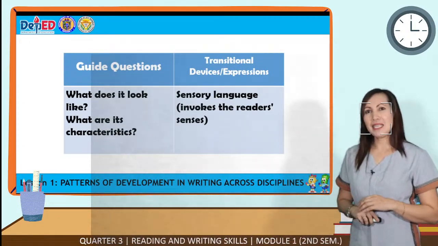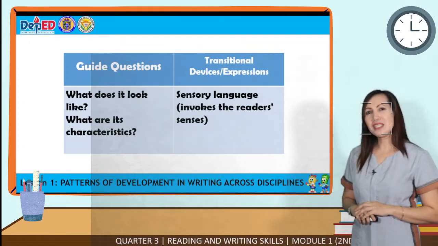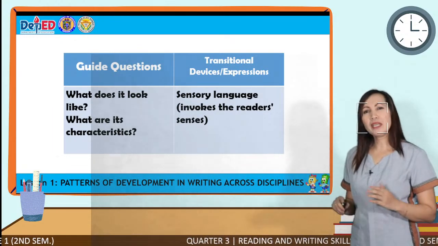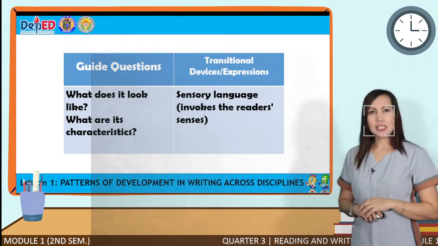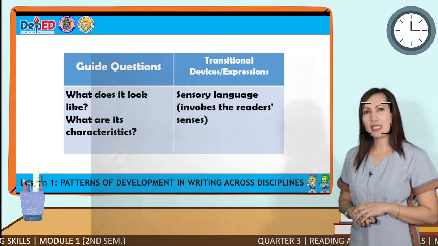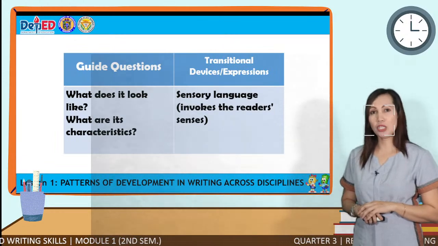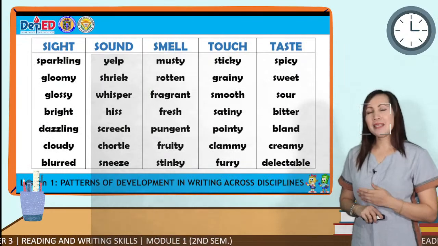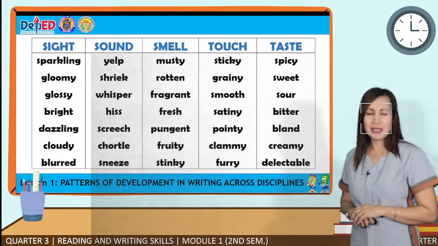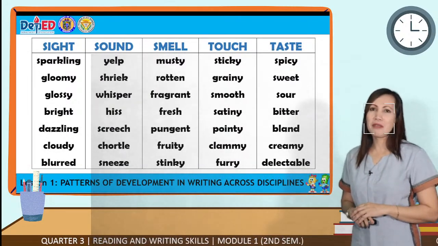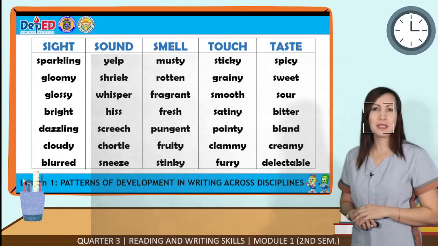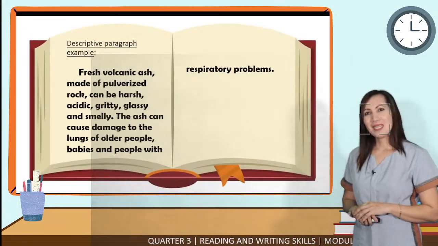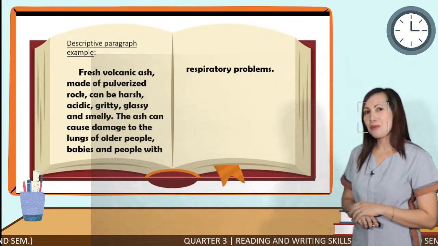Before writing a descriptive paragraph, you may consider these guide questions. What does it look like? What are its characteristics? It uses transitional devices that include sensory language, which invokes the reader's senses. And here is a word bank of sensory words, which you can always refer to whenever you want to add descriptive details to your paragraph.